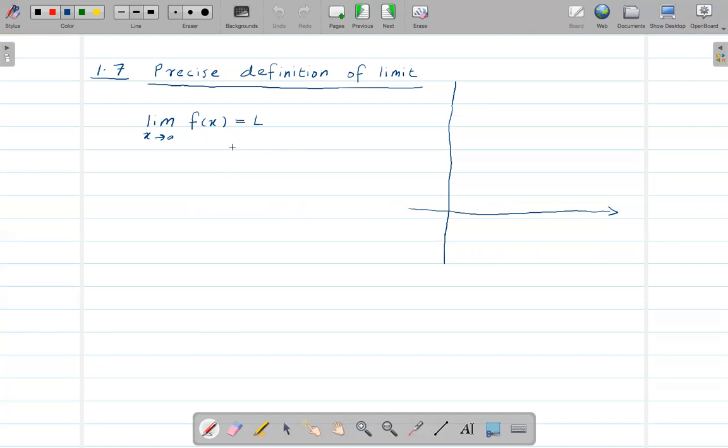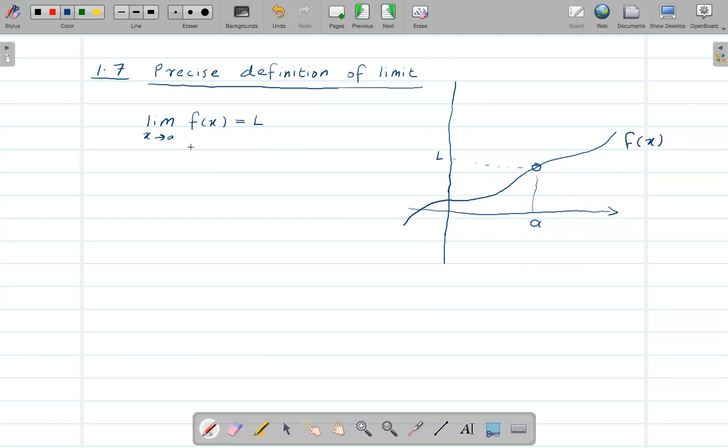I'll talk more about that later on. Let's just make a random graph here. Let's pick a point here. Let's say on the x-axis, this is a, and on the y-axis, here we'll get L. Let's make this graph like this. Just give me a moment. Something like that. This is the f of x graph.